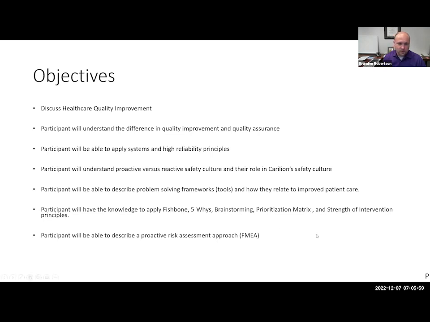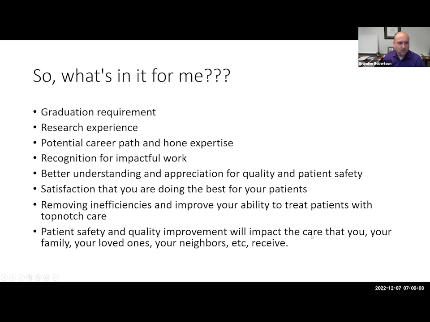Largely at Carilion, we use a failure modes and effects analysis, so we will get into that as well. So what's in it for you? Well, Dr. Ollendorf mentioned part of this. First of all, it's best practice. CLEAR tells us that we should teach you these things, and it is a graduation requirement to learn many of these pieces, but also many of you are going to be doing research. So this is going to help you with that.